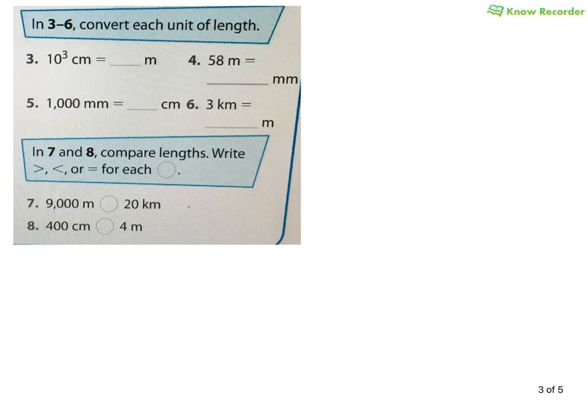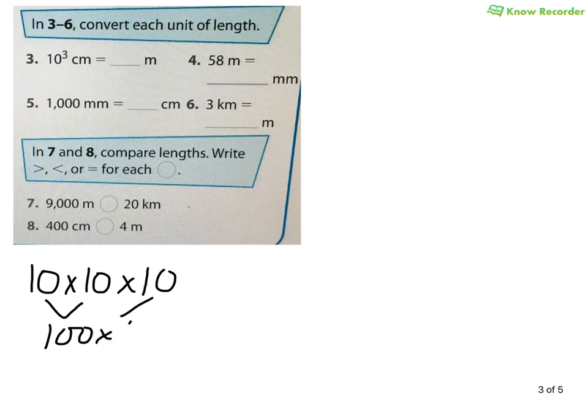Then compare. So, in number 3, we have 10 to the third. You need to remember your exponents. 10 to the third is not 10 times 3 equals 30. It's the base number 10 times itself 3 times. That's a good review of exponents. We need to know that. Base number, exponent. 10 times 10 is 100, times 10 is 1,000.